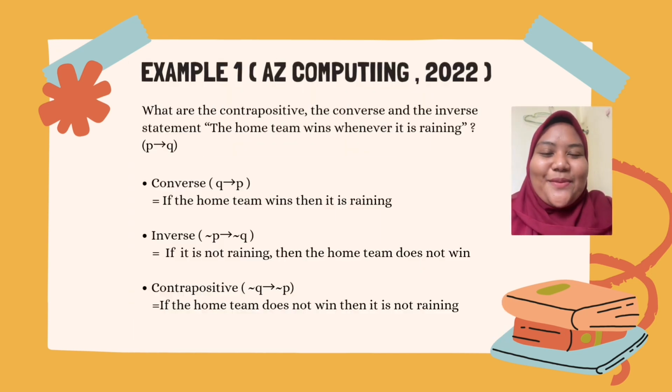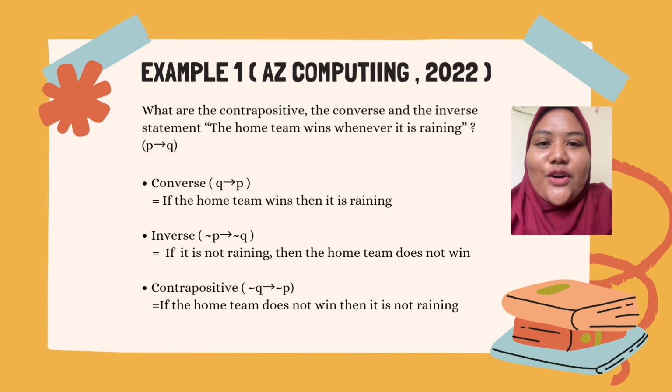Let's go to example 1. What are the contrapositive, the converse, and the inverse statements? The home team wins whenever it is raining. Let's look at the statement together. The statement will be Q whenever P, but actually Q whenever P is the same concept as P implies Q, which is if P then Q. For the statement if P then Q, the statement starts with the antecedent and the conclusion is at the back. But for the statement Q whenever P, the statement starts with the conclusion and the antecedent is at the back.